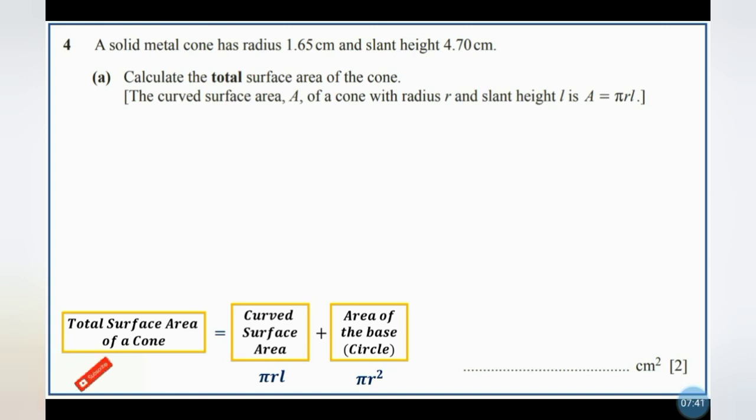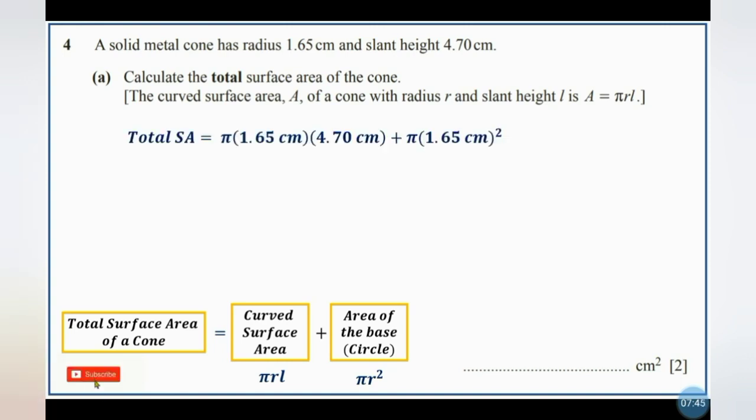Okay, so what we are going to do now here is just substitute the formula. So pi RL, R is the radius 1.65 and then L is 4.70 or the slant height. Remember, L is slant height. Then area of the base, which is a circle, is pi R squared. So R is 1.65 again.